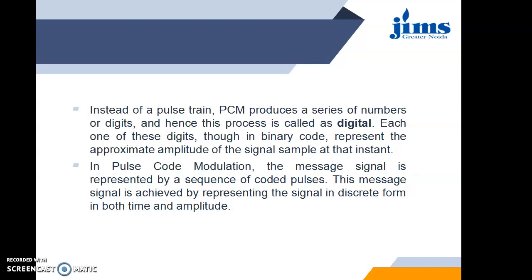So instead of a pulse train, the PCM produces a series of numbers or digits. Hence this process is called digital. The digital word comes from the series of binary digits. Each one of these digits through a binary code presents the approximate amplitude of the signal sample. In the process of pulse code modulation, the message is presented by a sequence of coded pulses. The message signal is achieved by representing the signal in discrete form in both time and amplitude.